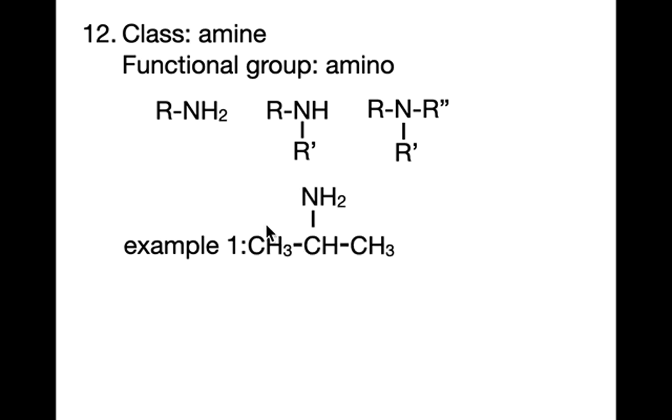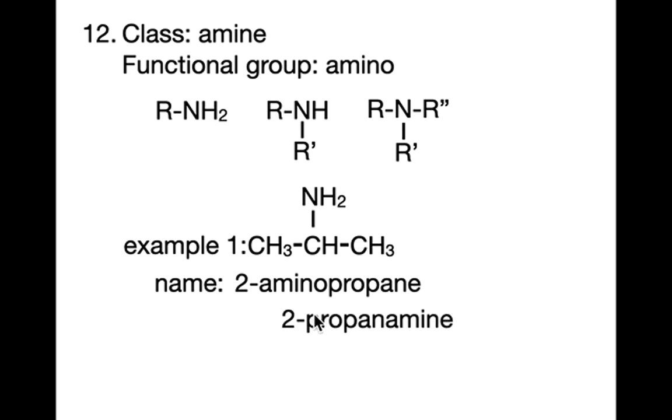Okay, so for example, this has an amino group on a carbon chain. It's the 2nd carbon in. So the name of it would be 2-aminopropane. We need the 2 to tell us where it's located. We can also name it 2-propane-amine or propan-2-amine, but I would go with the first one.